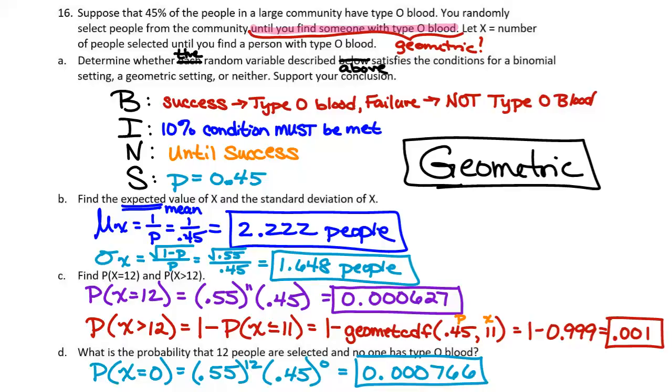If x is equal to 12 and we're talking geometric, this notation right here for a geometric random variable means we had success at the 12th person, which would mean we had 11 failures and then a success. Oh yeah, okay, I see it. So 0.55 to the power of 11 and 0.45 to the power of 1. Right. You wanted to see 15.